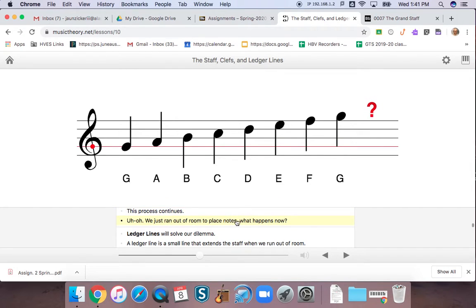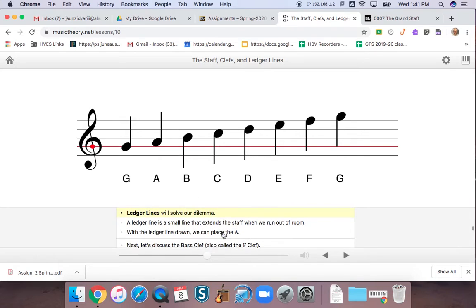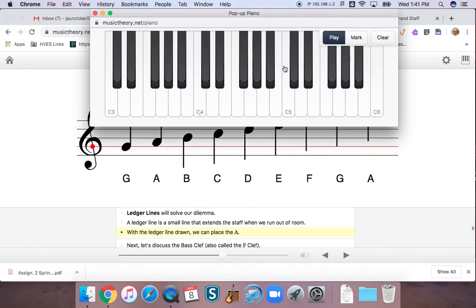And so we ran out of places to put notes. What happens now? Because there are more notes that can keep going higher. You just start drawing in the lines, which we call ledger lines. When there are notes higher, ledger lines are drawn in. So there's an A, and I go to my handy dandy pop-up piano.